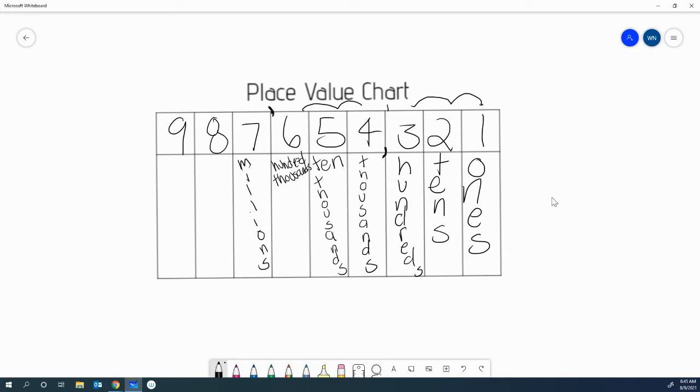So we went ones, tens, hundreds, thousands, 10,000s, 100,000s. Now we're going to go millions, 10 millions, and then 100 millions. Remember to pause if you need time to write. 100 millions. Mine's a little messy today. I hope yours is neater than mine.